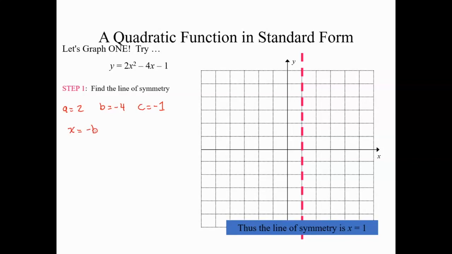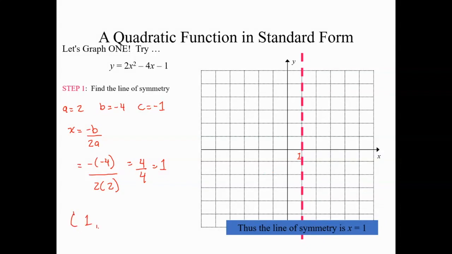This is my formula for my axis of symmetry, or my x value of my vertex. So I have negative, but my b is already a negative, so I have negative, negative 4, right? So just be really careful when you have a negative sign with your b, not to miss that. 2 times a, so that gives me positive 4 over 4, which gives me 1. So my line of symmetry is x equals 1, so it goes right through that 1 value. That's also my x value of my vertex, right?